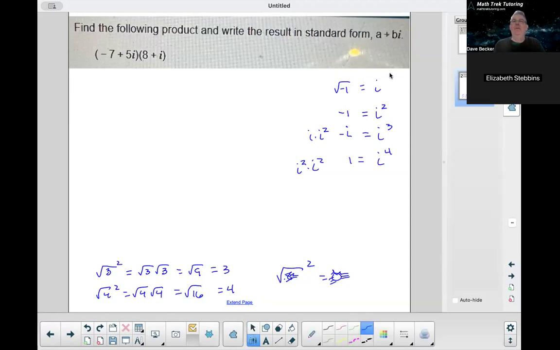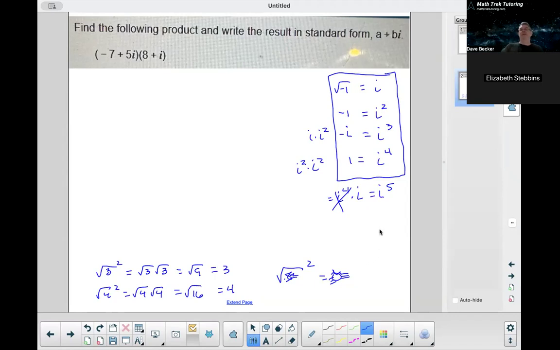All right, so this is what you need to know, because this is all that happens. If I go i to the fifth, it's equal to i to the fourth times i, right? Well, i to the fourth is one, isn't it? Yes. So it's just equal to i, and then the whole thing starts over. So I think in this class, all you're going to have to know is i squared is negative one.